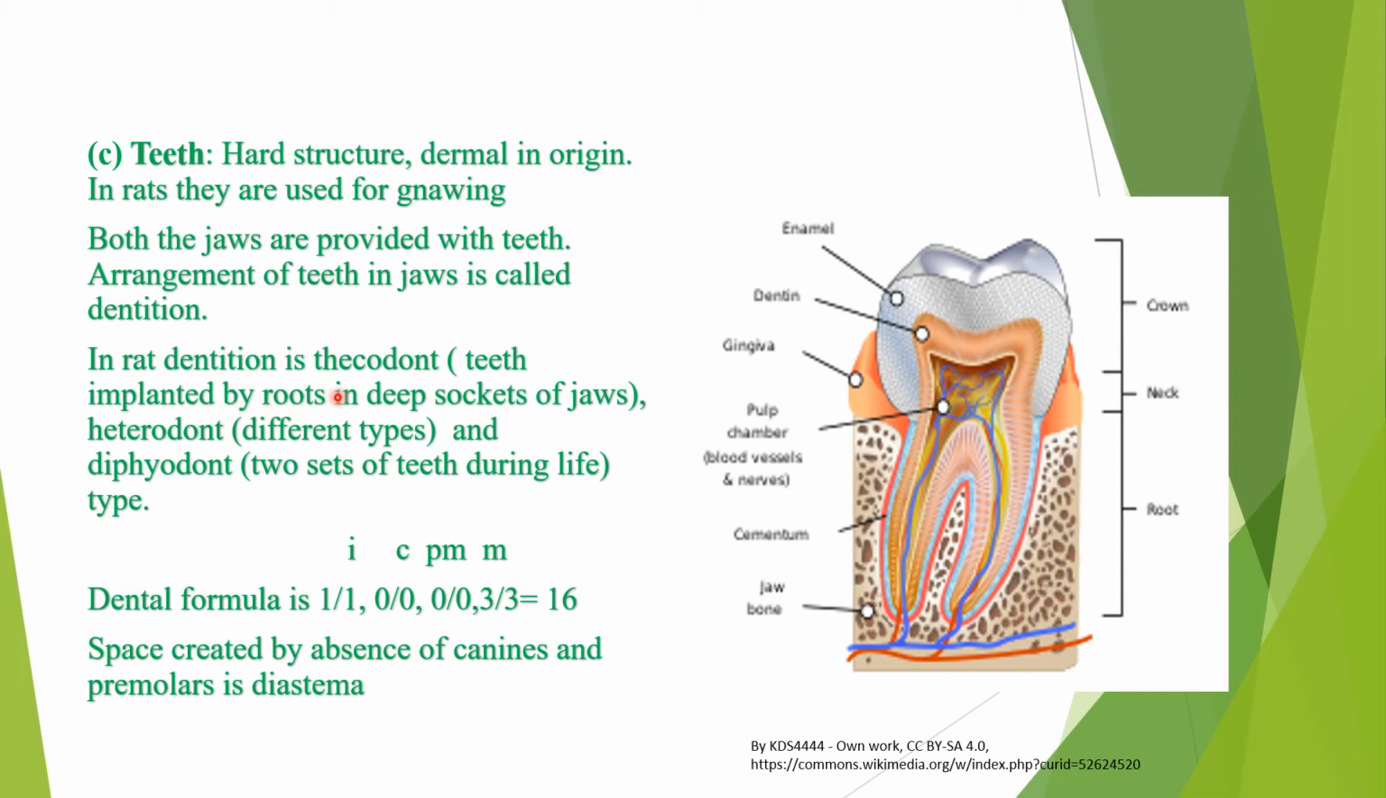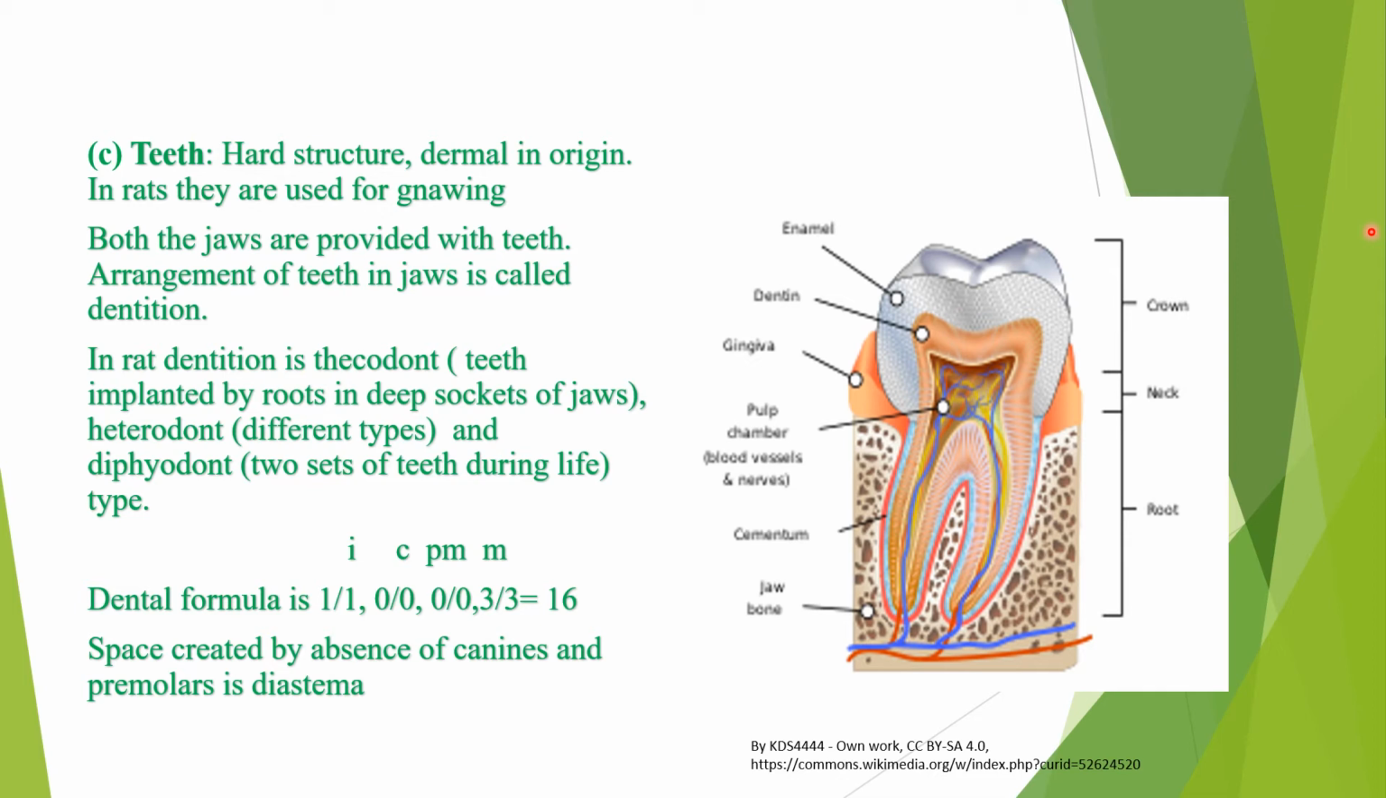And the dentition is thecodont, heterodont and diphyodont. What is that? When teeth are embedded deep in the sockets of jaws with the help of roots, this type of dentition is called as thecodont. What is heterodont?